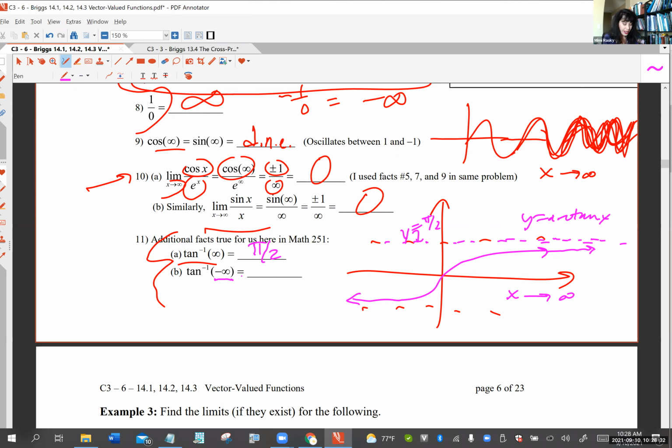What about x approaching negative infinity? So x is going that way. The graph is getting really, really close to a constant because there is another horizontal asymptote. And that horizontal asymptote is negative pi halves. You're on a roll, Kayla. Congratulations. And these are a couple limits that I do put on quizzes and exams. So please know.